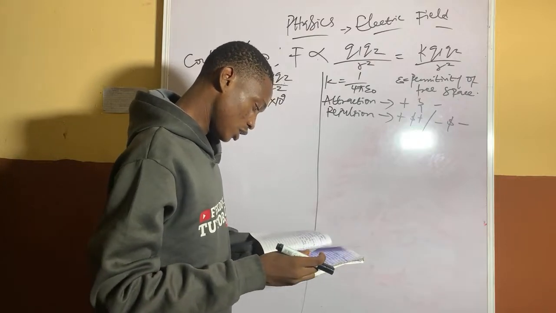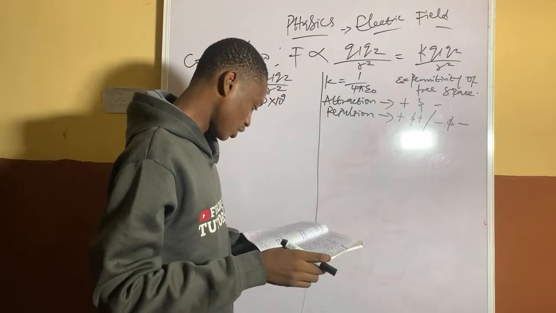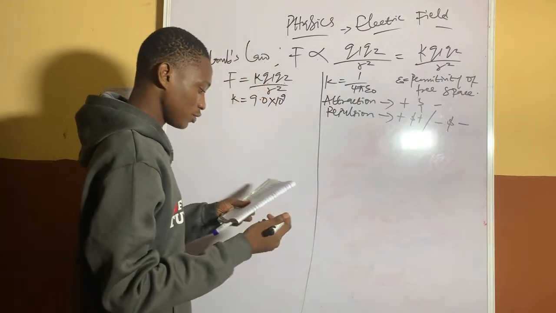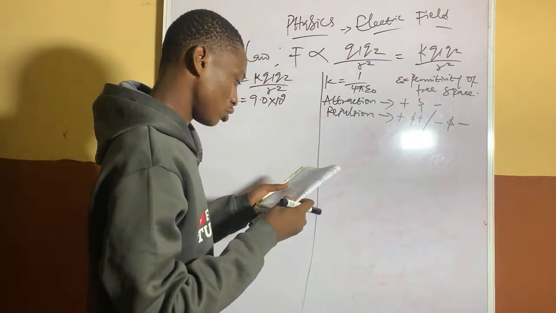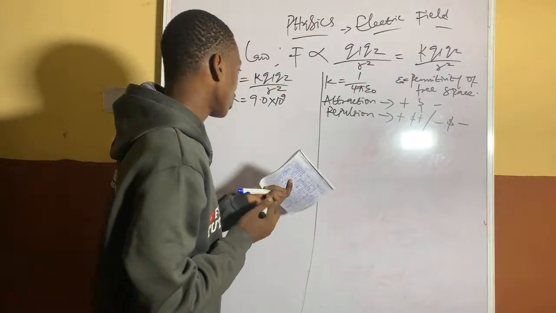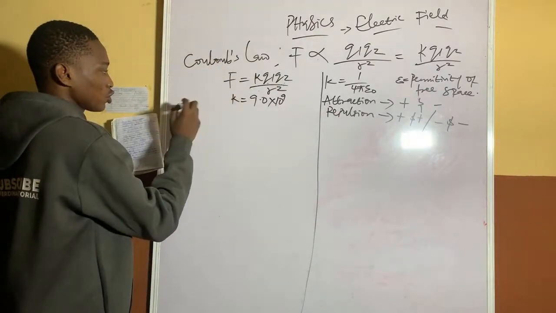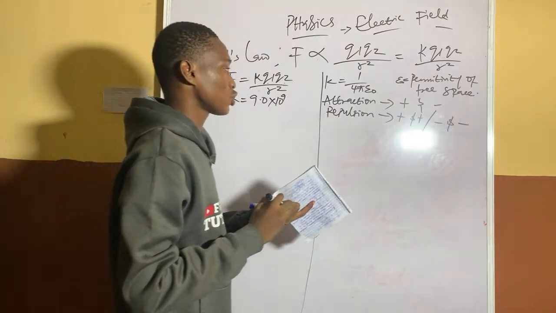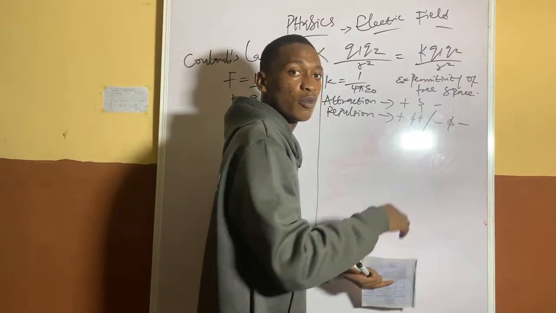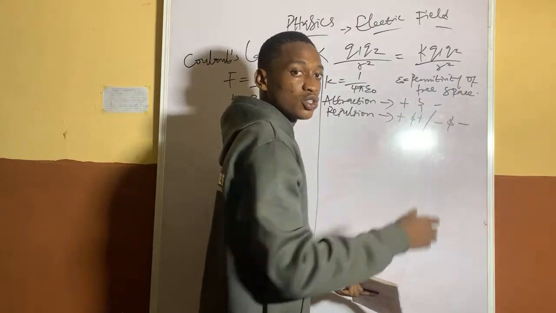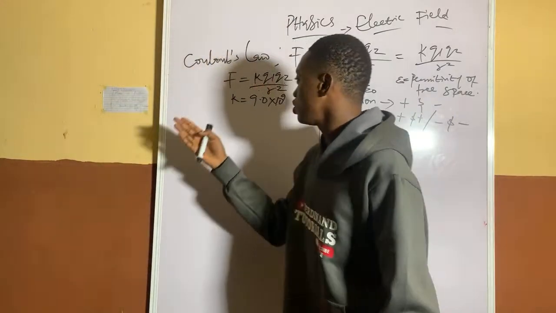Okay, now look at this particular example. They say find the force of repulsion between two protons. Now they give us two protons and say calculate the force of repulsion. I've told you that when we're talking about force of repulsion, the charges must be the same. Are we there now? So when they ask you for force of repulsion, it's still the same formula.